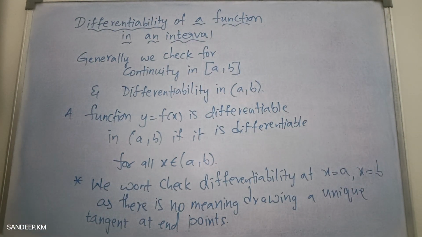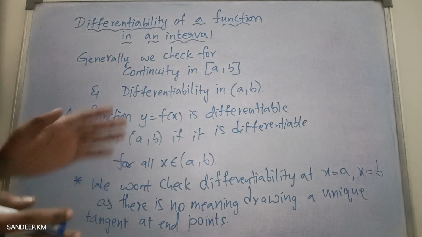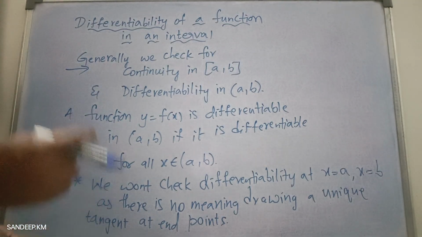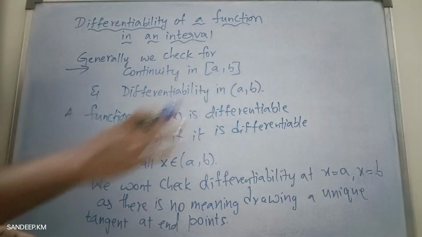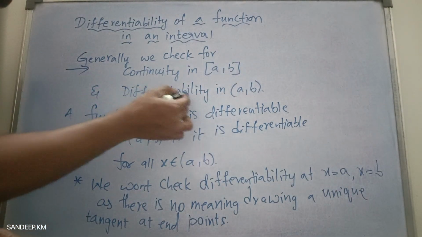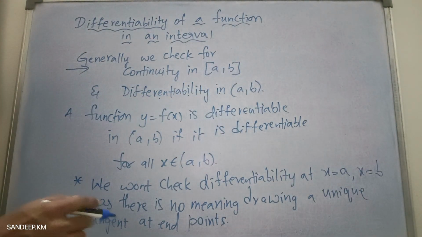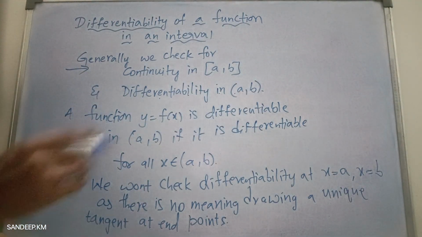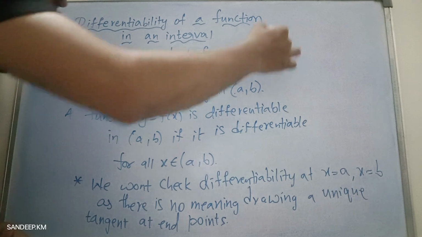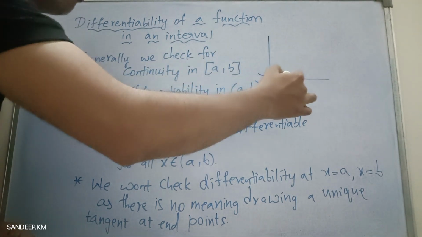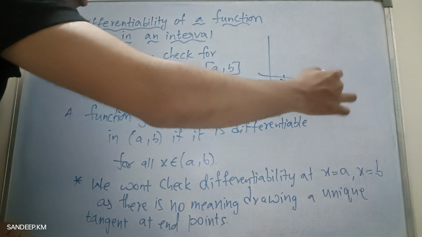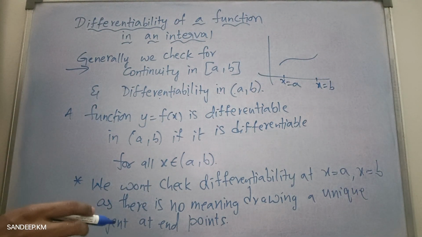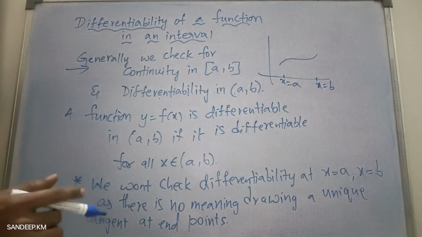Okay, differentiability of a function in an interval. Dear students, there is an important point. Generally we check continuity in the closed interval a comma b and differentiability in the open interval a comma b. We will not check the differentiability at the endpoints. Please observe this, because, for example, let me draw a random function from x is equal to a to x is equal to b.